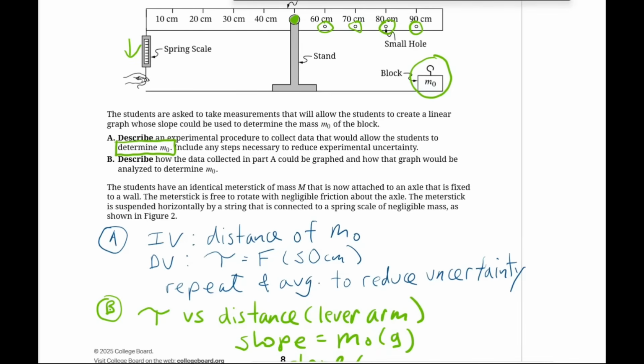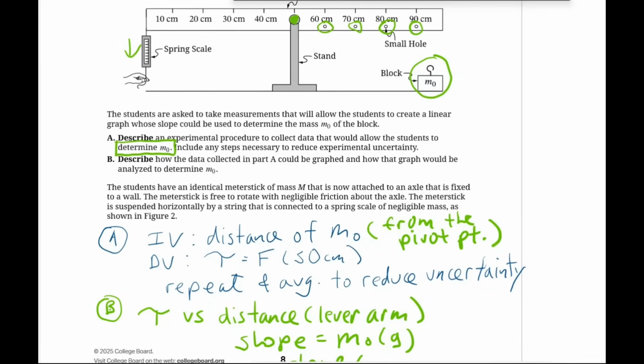So we want our lever arms, which is the distance from the pivot point. So the center of the meter stick would be 50. So at my 60 would be 10, my 70 would be 20, my 80 would be 30, and so on. So I would have a step in my procedure that mentions something along those lines. So I'd have a distance of m naught, and I'd make sure that is from the pivot point.